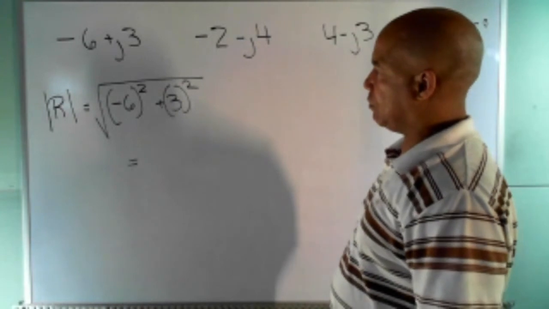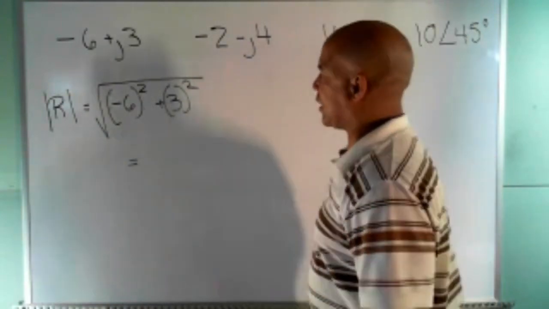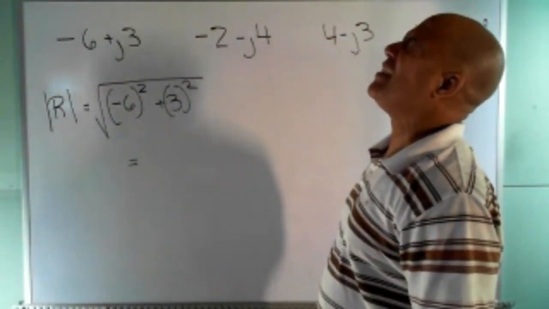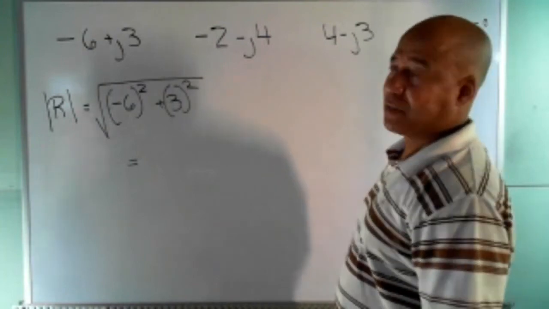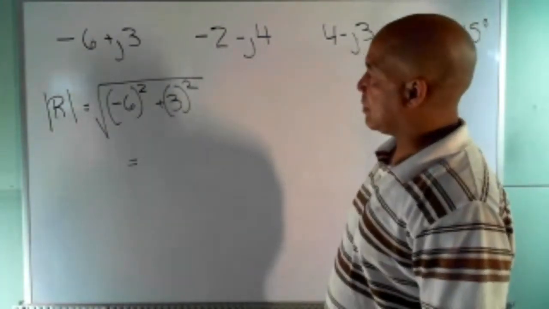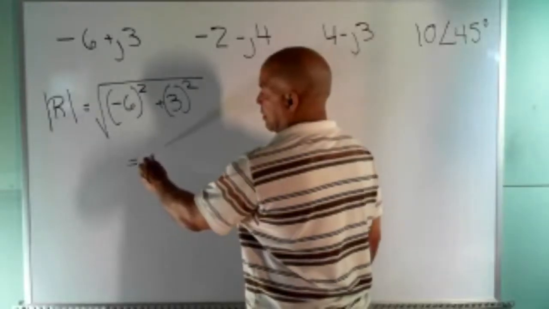The square root of 36 plus 9, what is that? I can't think right now because I'm hot and bothered. But what'd you get for this? 6.7.